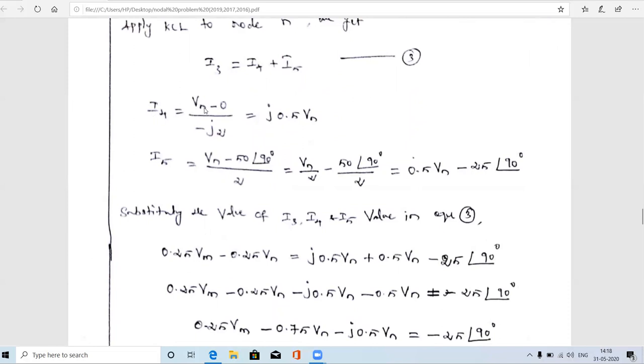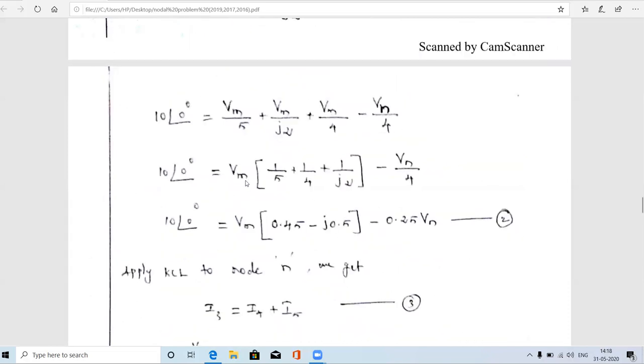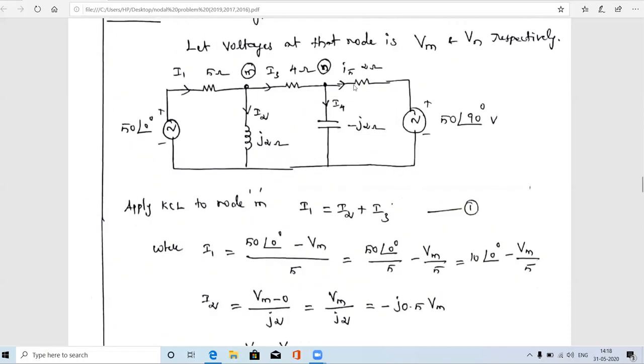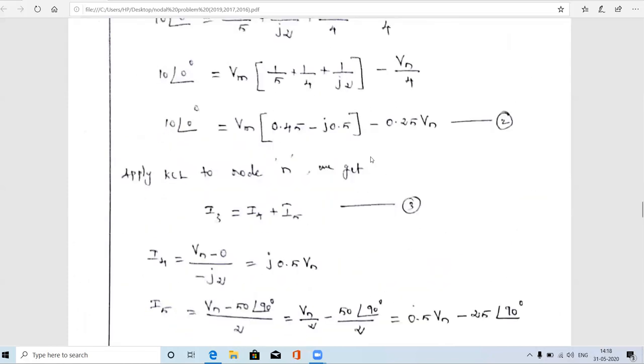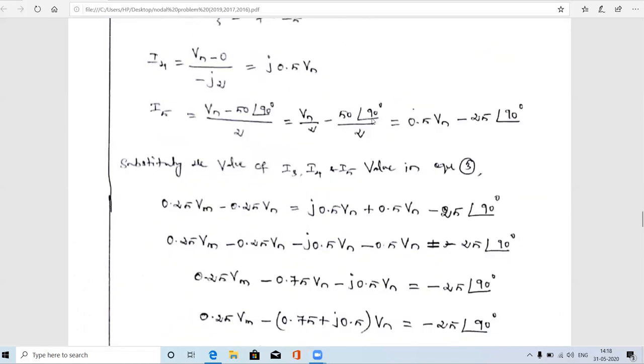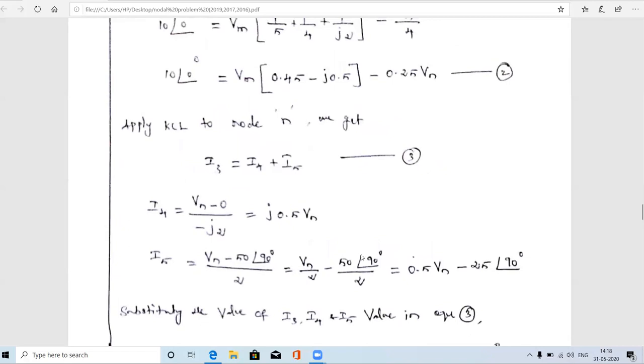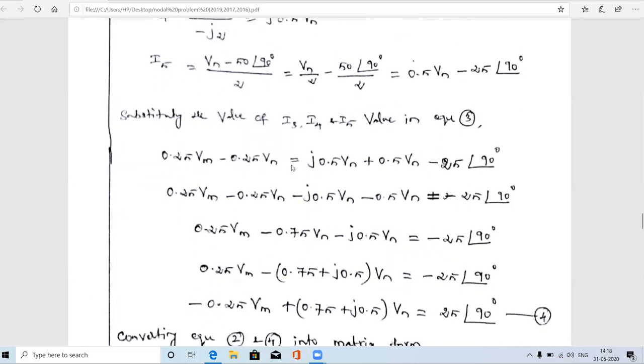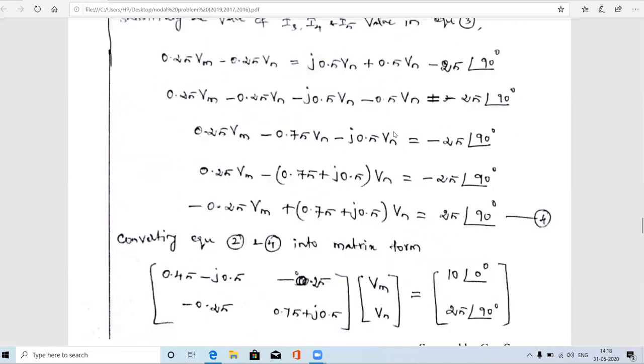I4 is Vn minus 0 divided by minus j2. I5 is the current flowing through this 2 ohm resistor. What is the starting node voltage? Vn. What is the ending voltage? 50 with angle 90 degrees. So Vn minus 50 with angle 90 degrees, divided by 2. We have to substitute the values of I3, I4, I5 in equation number 3, and rearrange the equation.